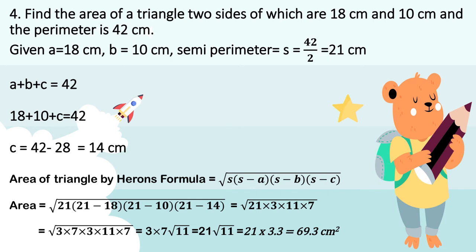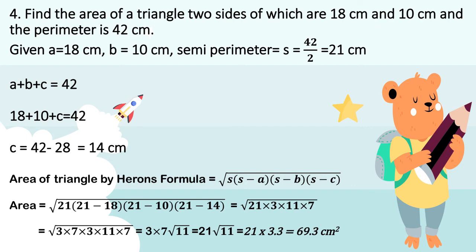Now let us calculate the third side. We don't have the third side, so how will I calculate it? I will directly write A plus B plus C, which is the perimeter, is equal to 42 centimeters, which is already given. So I'll substitute the values of A and B and the value of perimeter, and what will I get? C is equal to 42 minus 18 and 10. Sum of 18 and 10 is 28. So I get 42 minus 28, which is equal to 14 centimeters. So the length of the third side is 14 centimeters.